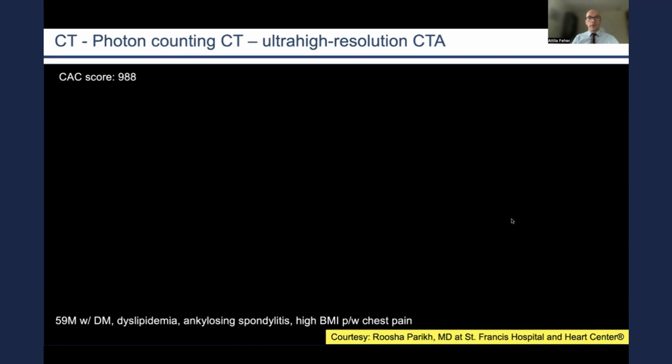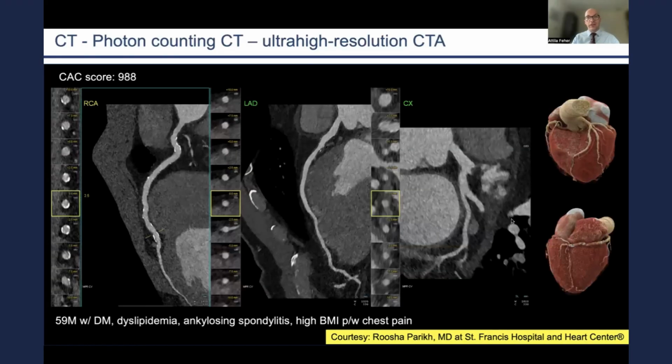So the good news is CT technology is rapidly evolving, and now we have photon counting CT, which has ultra high resolution of up to 200 micrometers, so 0.2 millimeters. This is courtesy of Dr. Lucia Parik. This is a photon counting CT of a 59-year-old man with diabetes, dyslipidemia, and ankylosing spondylitis, who had a really high calcium score of 988. And look at these gorgeous images.